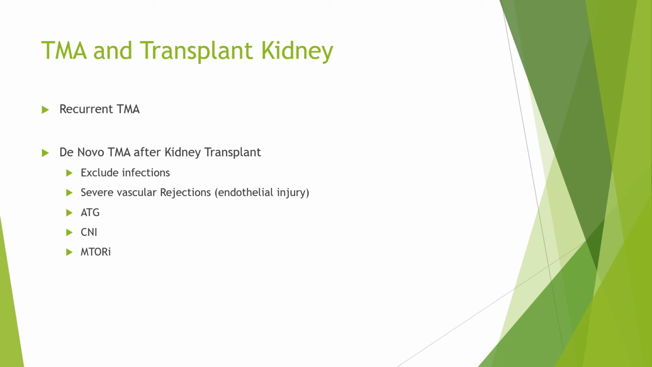Before we diagnose TMA/HUS or atypical HUS, we have to exclude infections. There are several medications that we use in the post-transplant setting that can all cause TMA. For example, ATG, the CNIs, tacrolimus, cyclosporin, the mTOR inhibitors, sirolimus, they all can cause TMA in the transplant kidney.